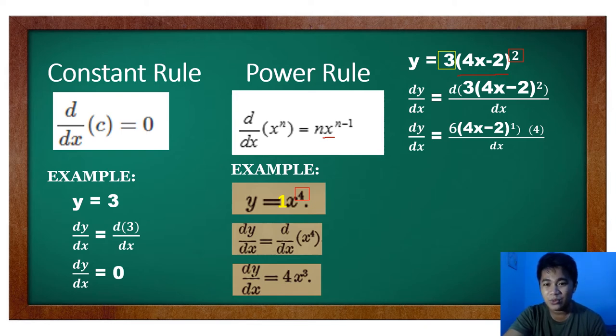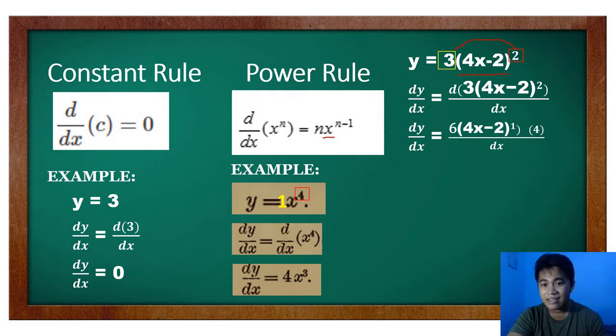So 2, obviously, 2 times 3, we have to multiply this exponent to our n, to the constant of our variable, which is 3, so that is 6. In the end, we subtract the exponent by 1. The next thing that you have to do is you just have to copy the equation inside the parenthesis. Alright, so copying that, we have 4x minus 2.